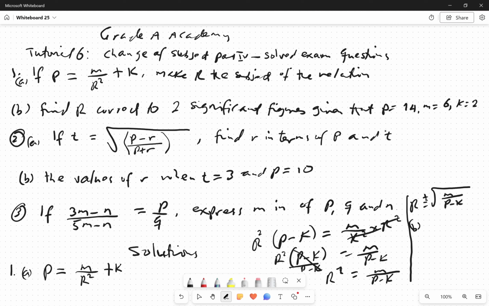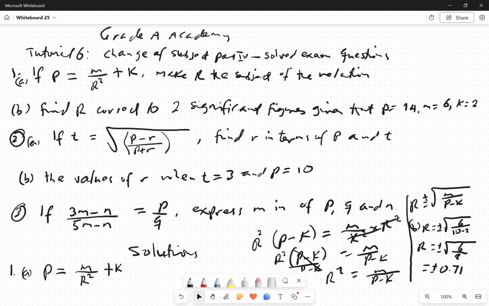All you need to do is plug in the values and your answer should come out correctly. We are given that P is 10. So your r is going to be equal to plus or minus the square root, you say m is 6, 6 divided by P is 10, so you have 10 minus k, and k is 2. So r is equal to plus or minus the square root of 6 over 10 minus 2 is 8, and then you use your calculator to evaluate. Your answer should be plus or minus 0.71. And that is how we solve this problem.